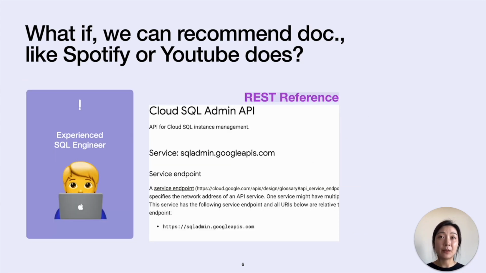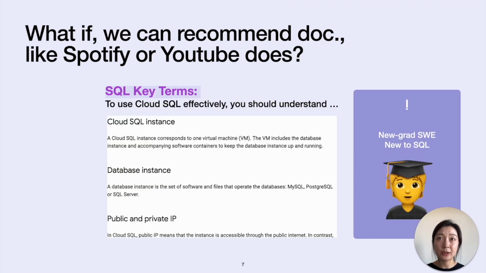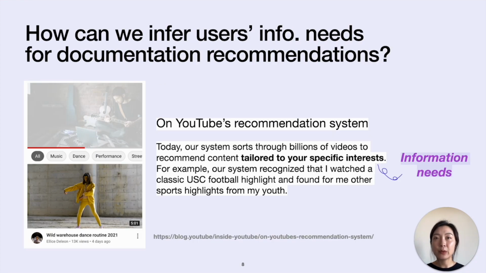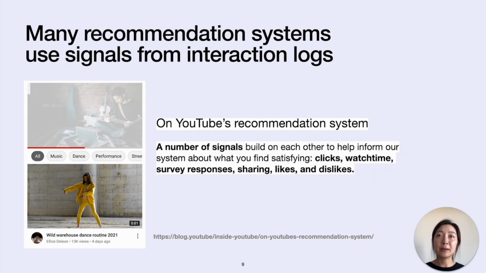This can be done by, for example, providing low-level implementation details to already experienced users, and recommending more introductory materials, like explaining key jargon, to users who are new to the domain. But to do so, we need to have some ways of inferring the user's information needs or preferences. Maybe, like many existing recommendation systems, we can use signals from interaction logs, such as which pages users click, how long they watch the content, and many more, to infer preferences.